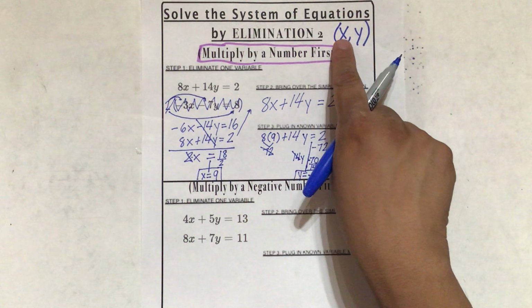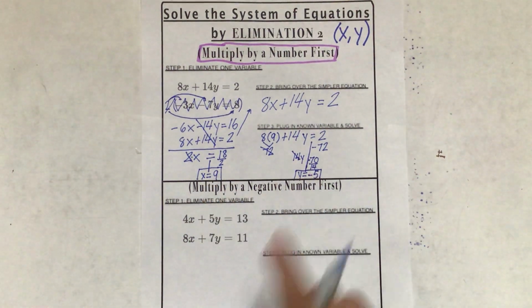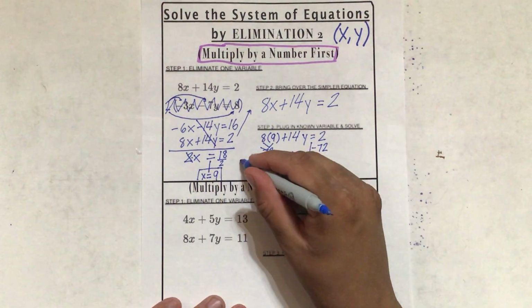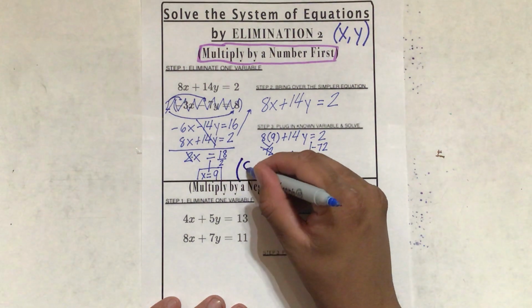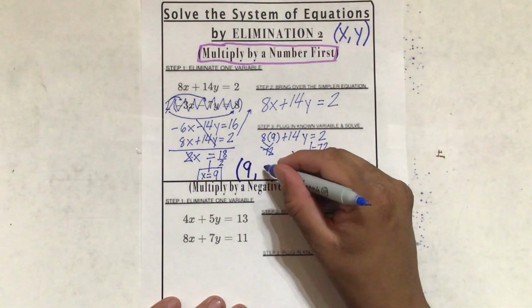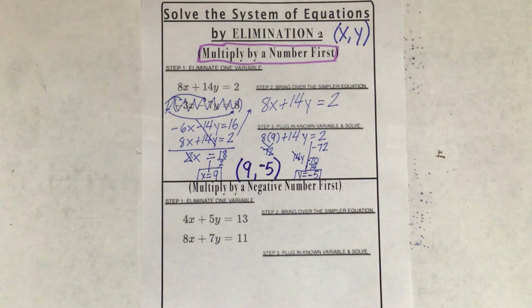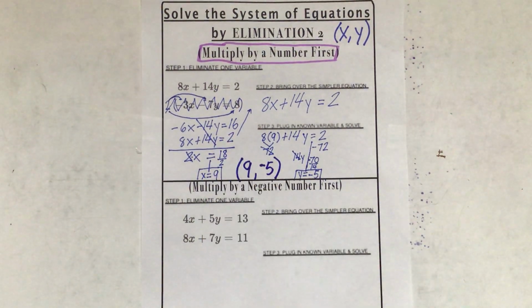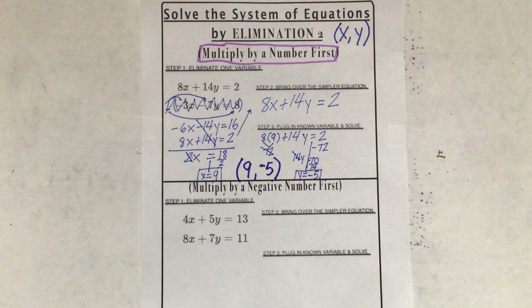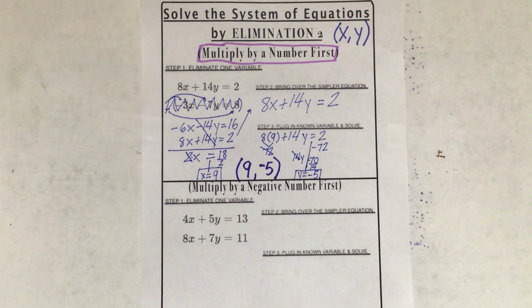So now I have my x and y. So my answer is x is 9, comma, y is negative 5. So if I graphed these two equations here, they would cross at 9, negative 5.